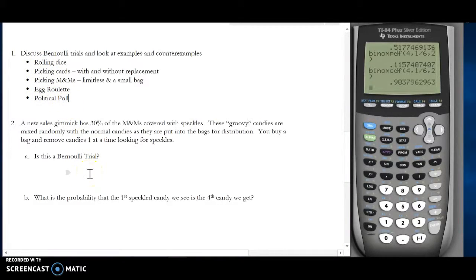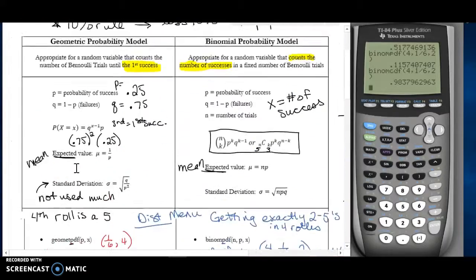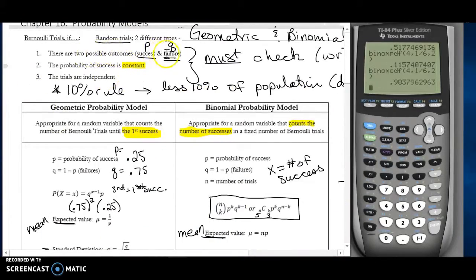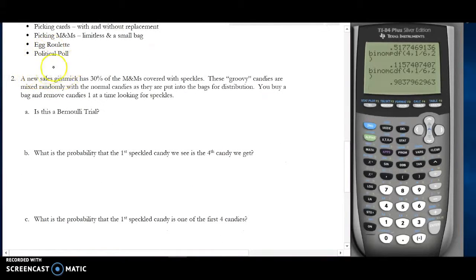Okay, so we have speckled M&Ms. They're called groovy, and 30% are supposed to be speckled M&Ms. So we need to see if it is a Bernoulli trial. So we look at our list. The first one is that there's success or failure. Yes, so your success is going to be 30, and so that means your failure is 70. You either get a speckled or you don't.